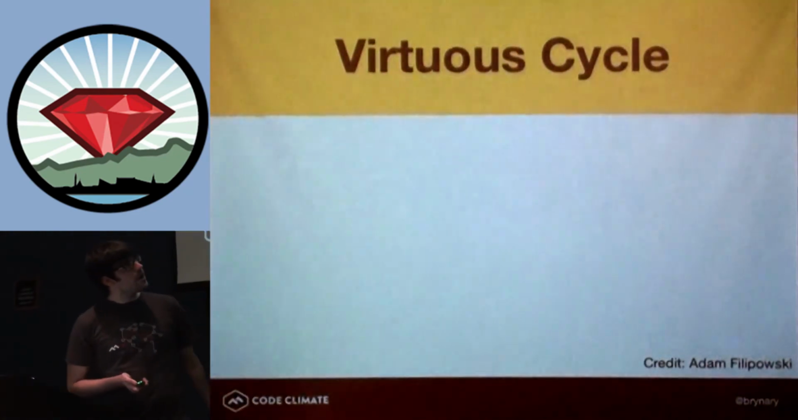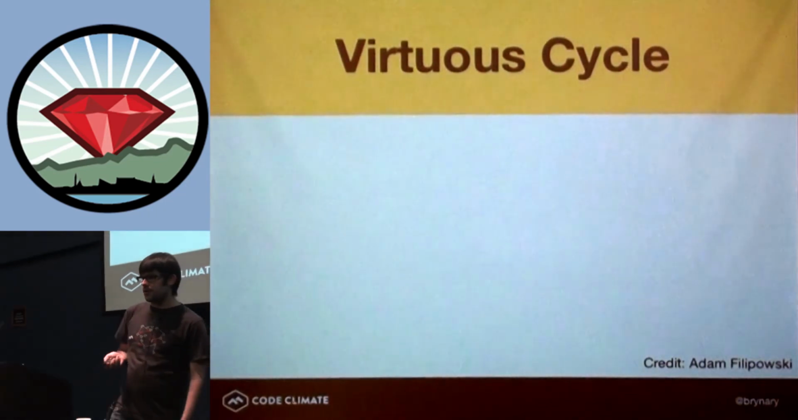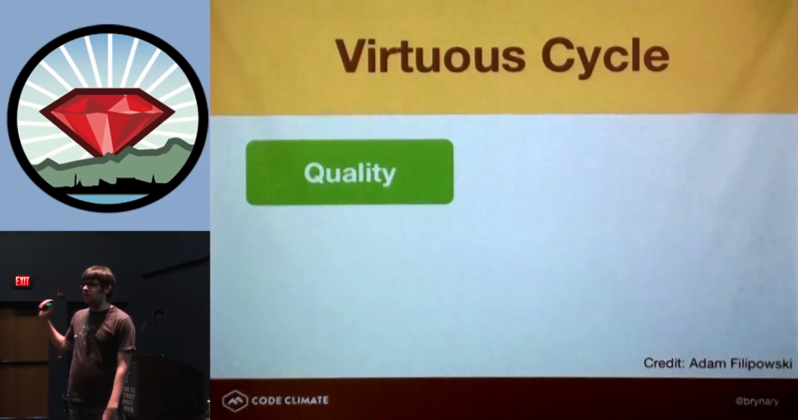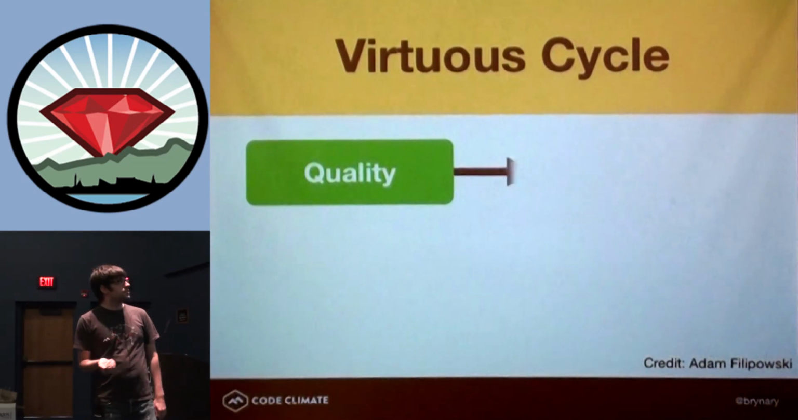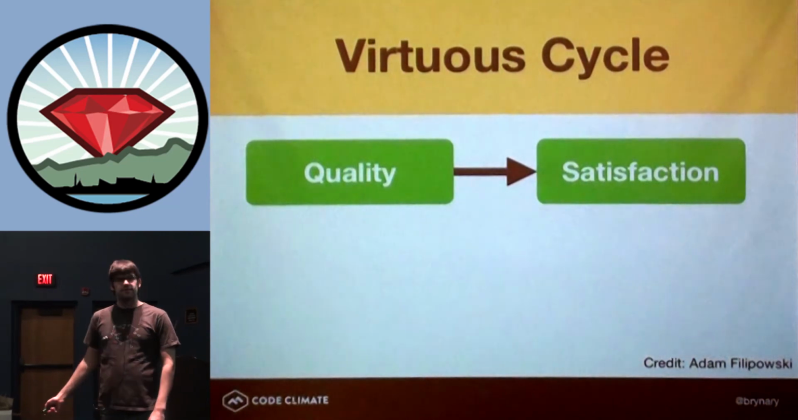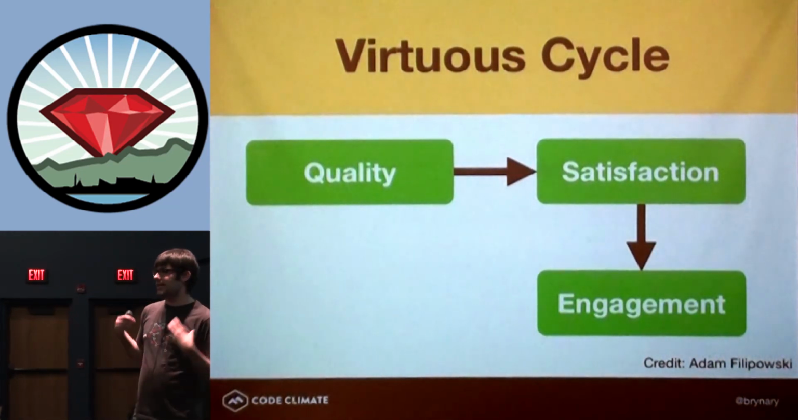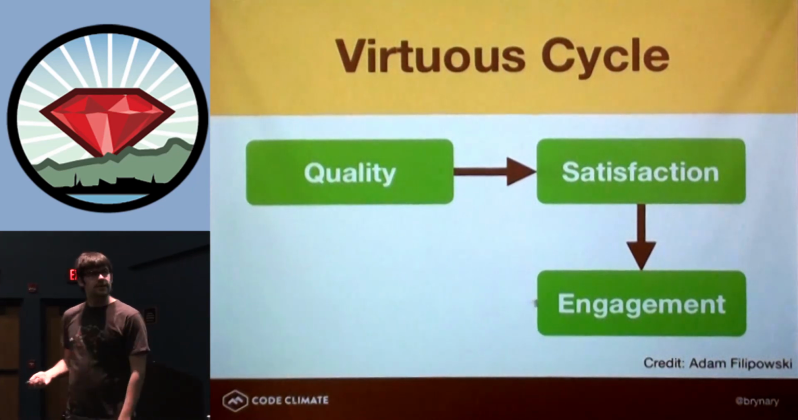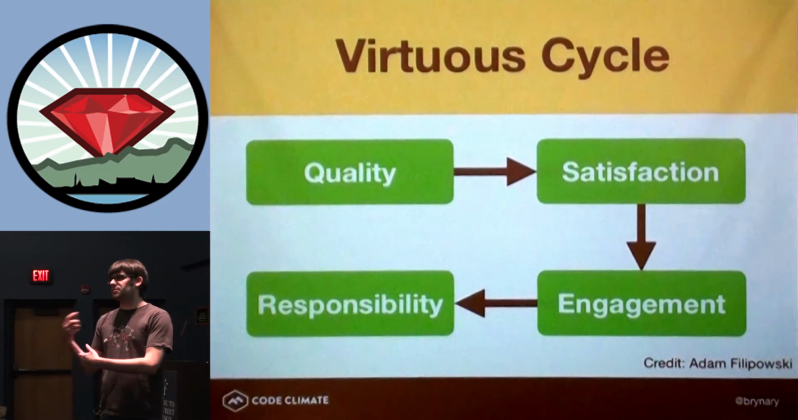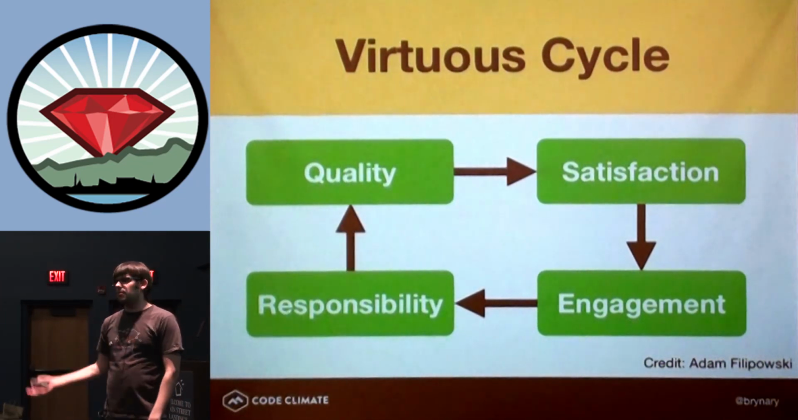So wrapping up, what you're looking to do is flip that vicious cycle we saw earlier on its head. What that means is you start with quality. You improve the quality of the code within your organization. Improved quality leads to satisfied developers. Satisfied and happy developers tend to be more engaged with the work that they're doing. Engaged people tend to be more responsible and behave in responsible ways with respect to the work that they're continuing to do. And responsible people write quality code.